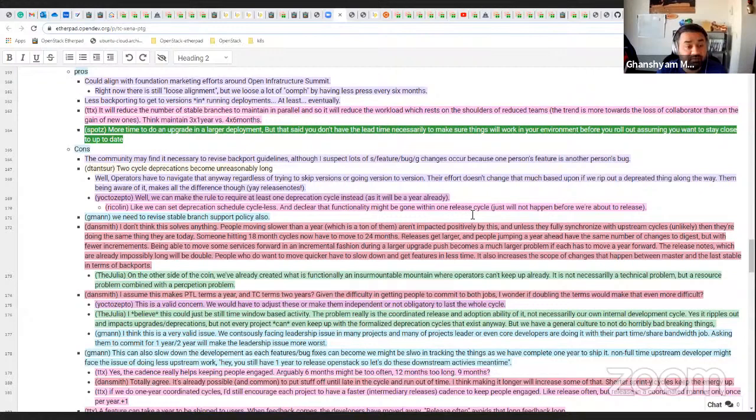Time check, we have around 20 minutes left. So we have discussed a lot about upgrade and stable thing. So let's cover a few other points we have on Etherpad. And I'll go one by one, and if I miss anything, feel free to interrupt me. So first is on line number 160 about the foundation marketing effort. Is the current release model creating an issue for foundation marketing effort, or is it just an idea that it can be more aligned and it can be helpful?